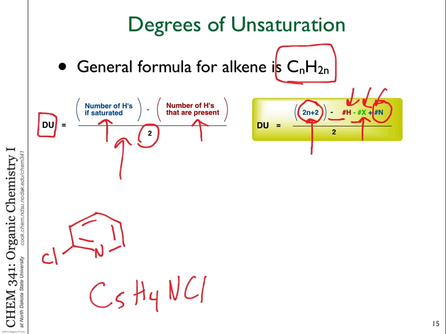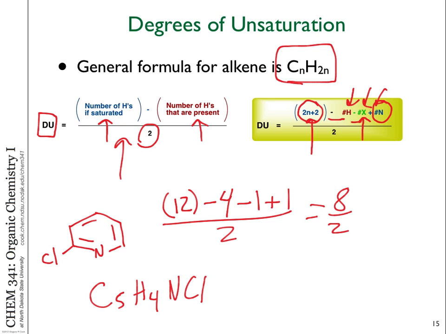So the formula is quite easy. Carbon number is 5. So 2n+2, if you put 5 in for n, that's 12, right? 2 times 5 is 10, plus 2 is 12. Minus 4 hydrogens, minus 1 chlorine, plus 1 nitrogen. So what does that equal? 8. Everything divided by 2, that's 8 divided by 2. That's 4 units of unsaturation.